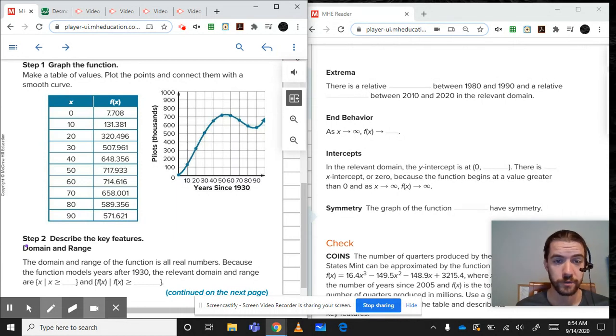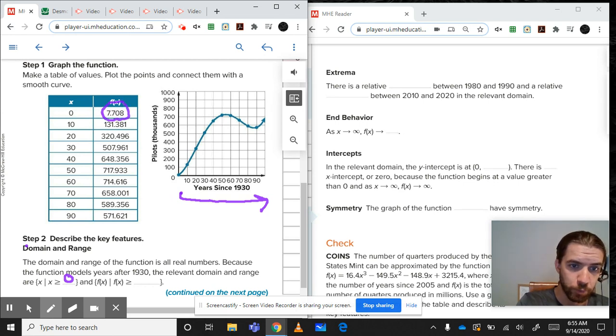So we're just interested in looking at years after 1930. There are not a bunch of pilots before 1930, so there's not really a reason to put those dates on our graph. So we've constricted our graph to everything where x is greater than 0, right? Everything greater than 0 on the x-axis. And where do we begin? Well, we begin at 7.708.